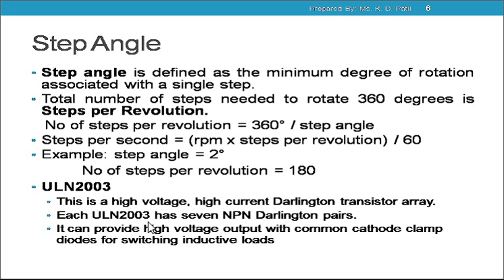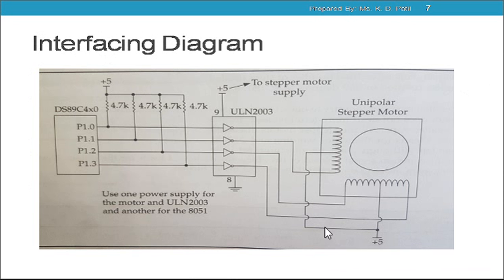Each ULN2003 has 7 NPN Darlington pairs. It can provide high voltage output with common cathode diodes for switching the inductive loads.